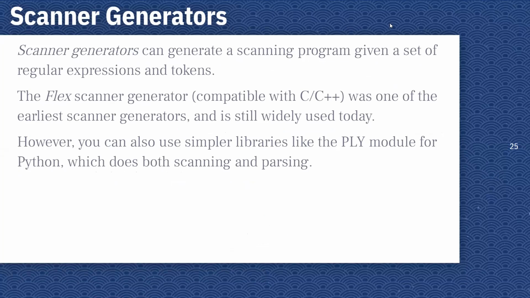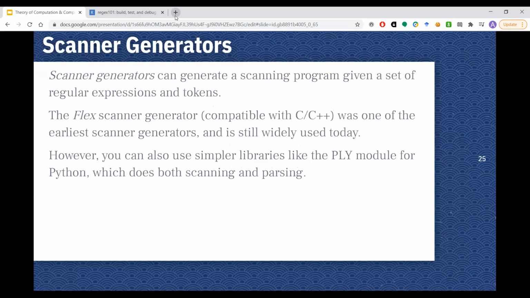So in practice, people actually use what's called scanner generators to generate scanning programs, given a set of regular expressions and tokens. The Flex scanner generator, which is compatible with either C or C++, was one of the earliest scanner generators, and it's still widely used today. But you can also use simpler libraries like the Ply module for Python, which does both scanning and parsing. And I think we have enough time, so let's try implementing a simple scanner in Python.